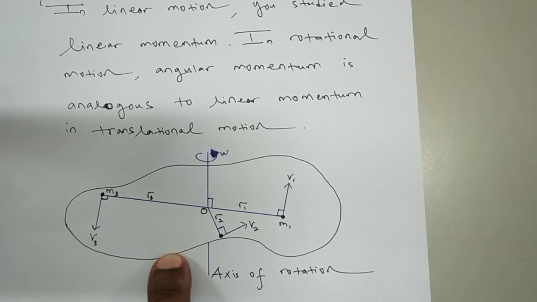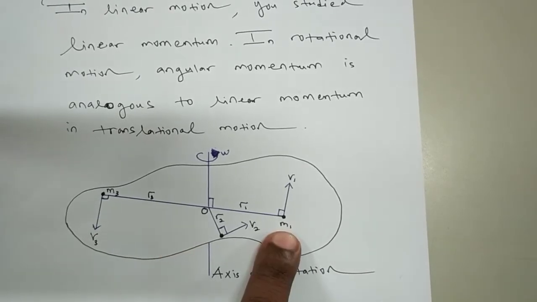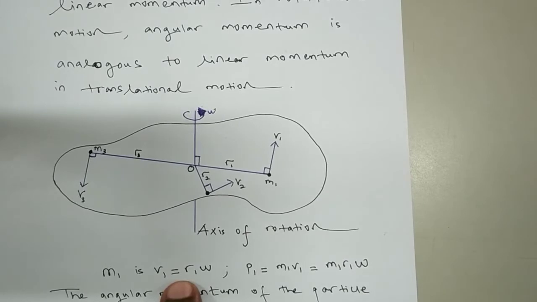The figure shows a particle of mass m1 in a rigid body at a distance r1 from the axis of rotation. When the rigid body rotates with an angular velocity omega, the linear velocity of m1 is v1 equals r1 omega. You can have a look here: v1 equals r1 omega, I mean the product of r1 and omega.